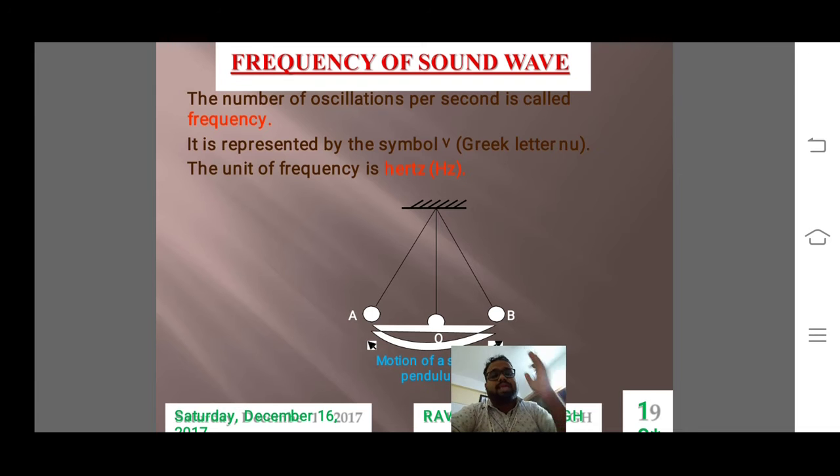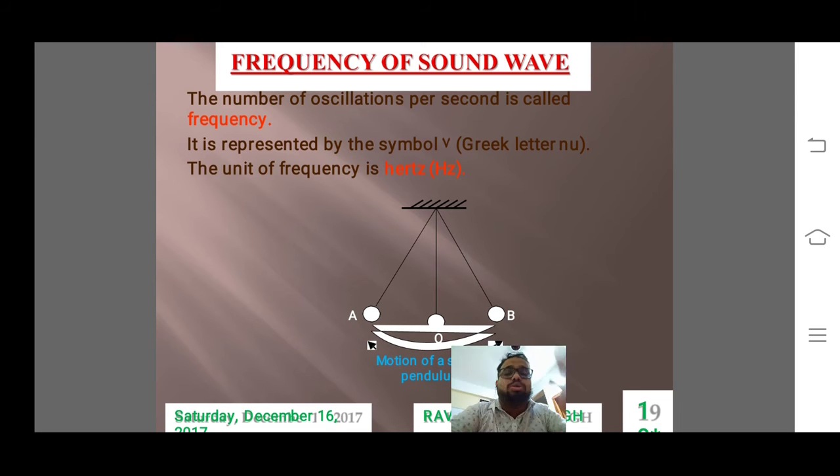So frequency, time period, amplitude, these three are the factors which determine the sound. Remember students, I repeat once again, frequency, time period and amplitude are some of the important factors which determine the properties of sound.